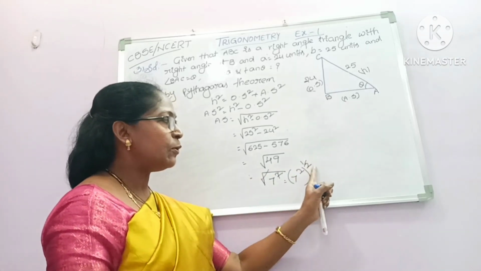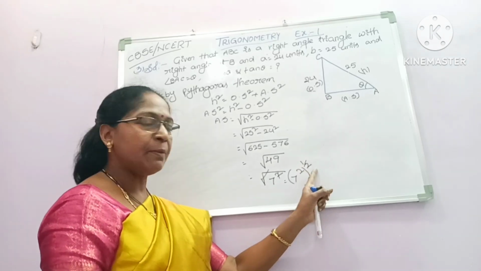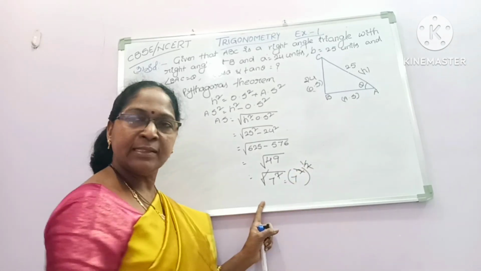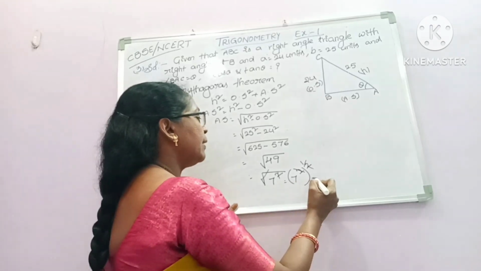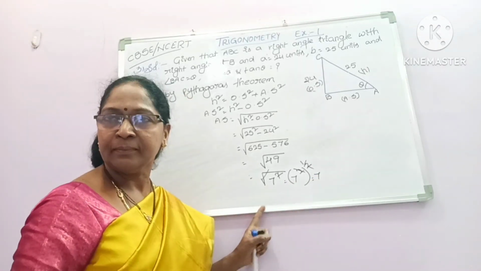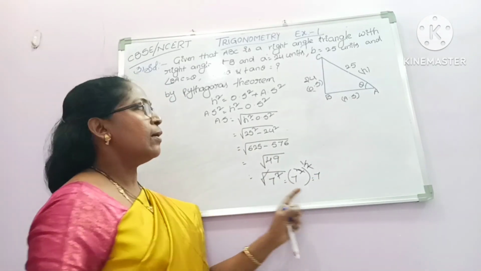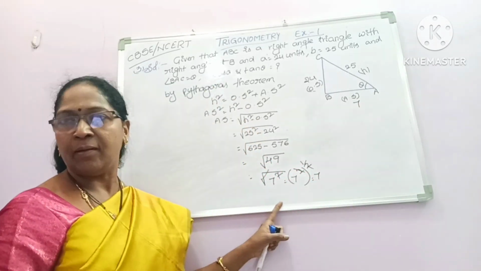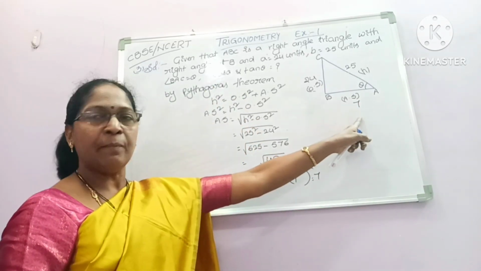That means 2 into 1 by 2. Then 2 will be cancelled. Directly you can cancel. This is in the numerator and this is in the denominator. Directly you will get the value 7. Like that you will get that answer. So here adjacent side equal to 7 units. We got it here. Just mention it here.